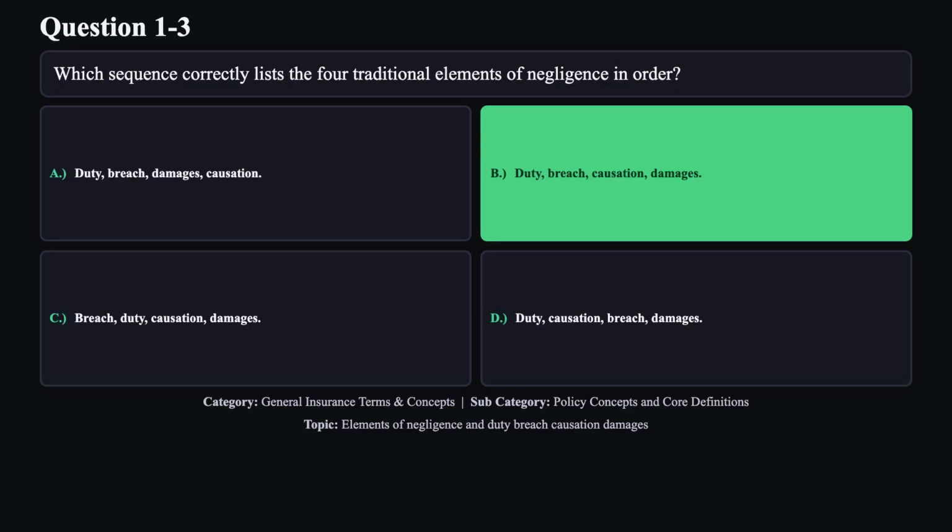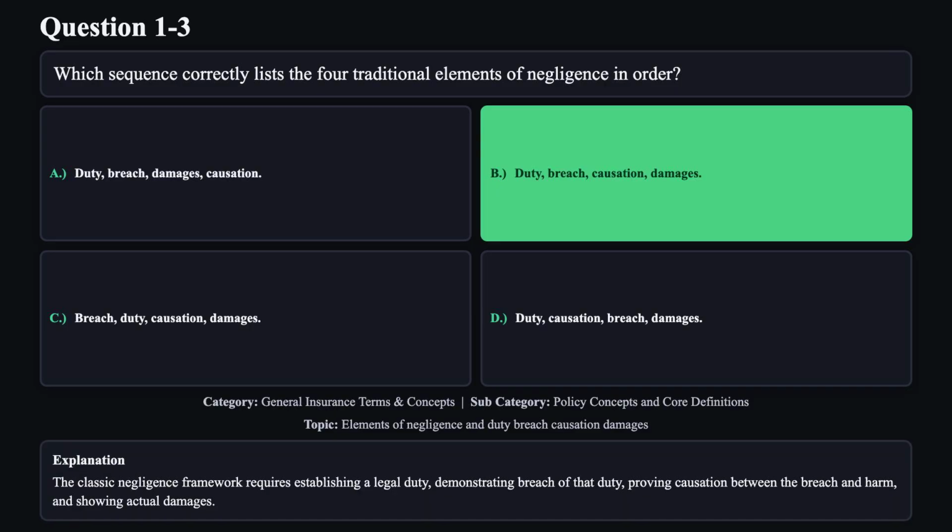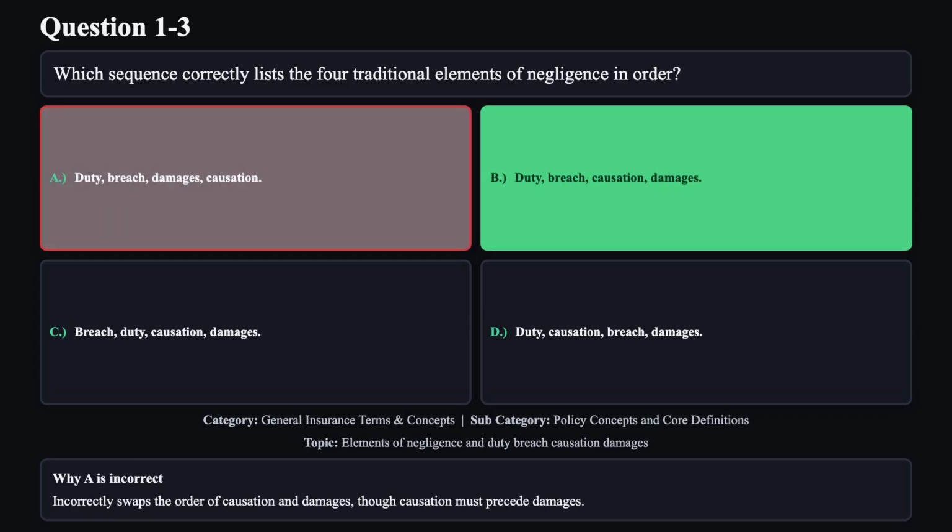The correct answer is B. The classic negligence framework requires establishing a legal duty, demonstrating breach of that duty, proving causation between the breach and harm, and showing actual damages. Reason A is not correct. Incorrectly swaps the order of causation and damages, though causation must precede damages.